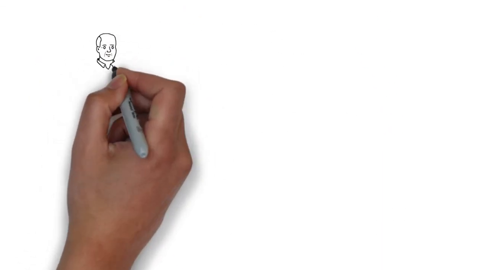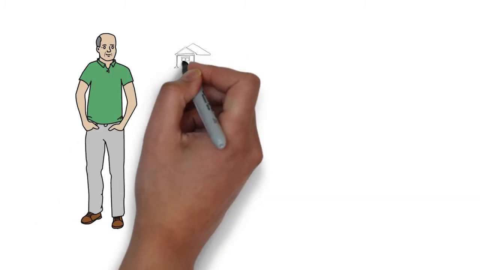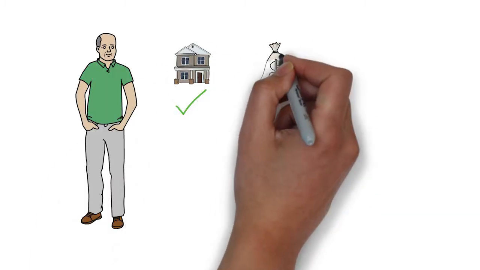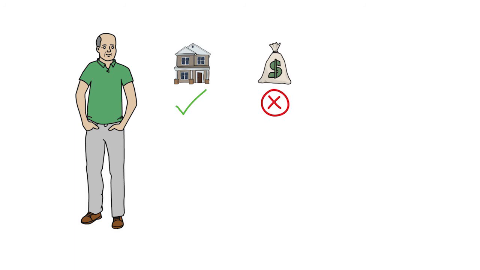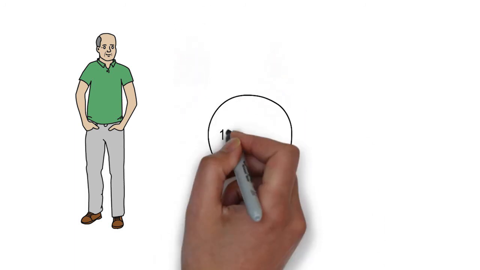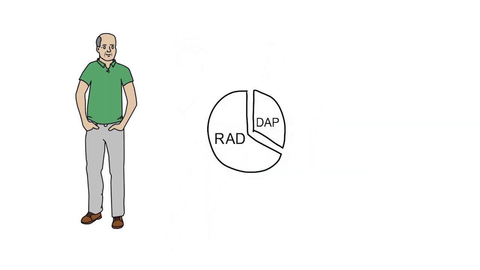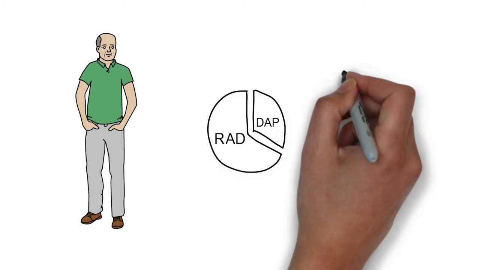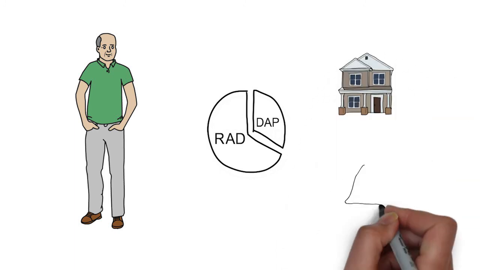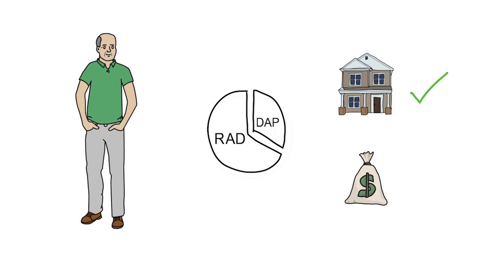Let's look at Bert, for example. He wanted to keep his family home, but with little money in the bank, he thought he'd have to sell the house to pay for his accommodation. We were able to show him another way. Instead of paying the full RAD, Bert negotiated to pay part as a RAD and the rest as a daily accommodation payment, or DAP. To cover the payments, Bert rented out his house. This strategy allowed Bert to keep his home and also improved his cash flow by minimising his daily care fees and maximising his age pension.